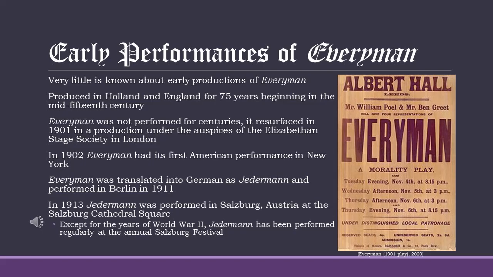Everyman was then translated into German as, I will mess this up, I'll let the computer do it for me, Jedermann, and performed in Berlin in 1911. And then in 1913, Jedermann was performed in Salzburg, Austria, at the Salzburg Cathedral Square. And except for the years of World War II, Jedermann has been performed regularly at the annual Salzburg Festival.